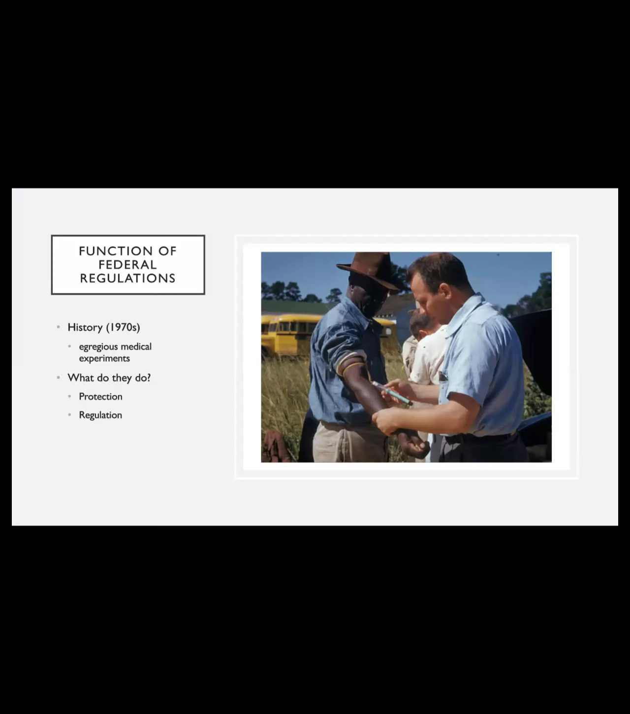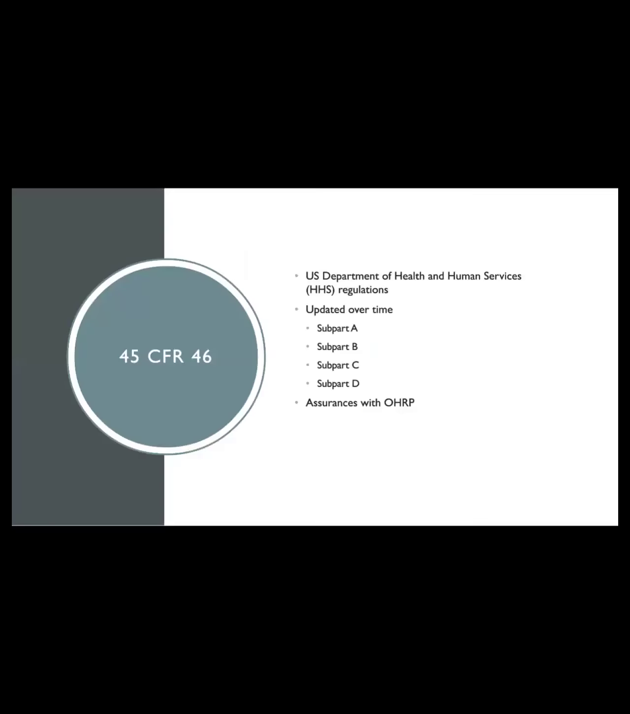Along with the Belmont report also came the IRBs and the Common Rule, which we'll expand on later in this presentation. So what do these do? They act to protect human research subjects and regulate the appropriate review of experiments with their protection in mind.